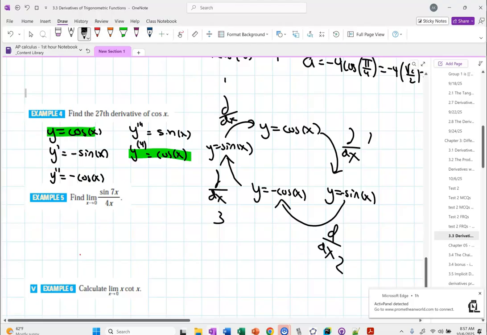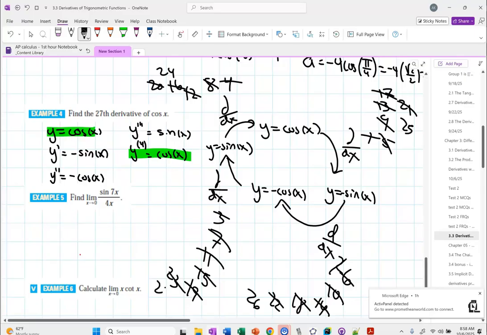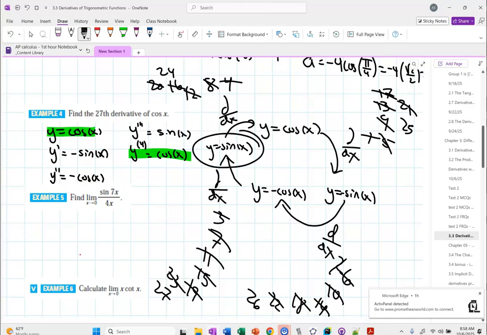Second, third, fourth, fifth, sixth, seventh, eighth, ninth, 10th, 11th, 12th, 13th, 14th, 15th, 16th, 17th, 18th, 19th, 20th, 21, 22, 23, 24, 25, 26, 27. The 27th derivative should be just negative sine x.